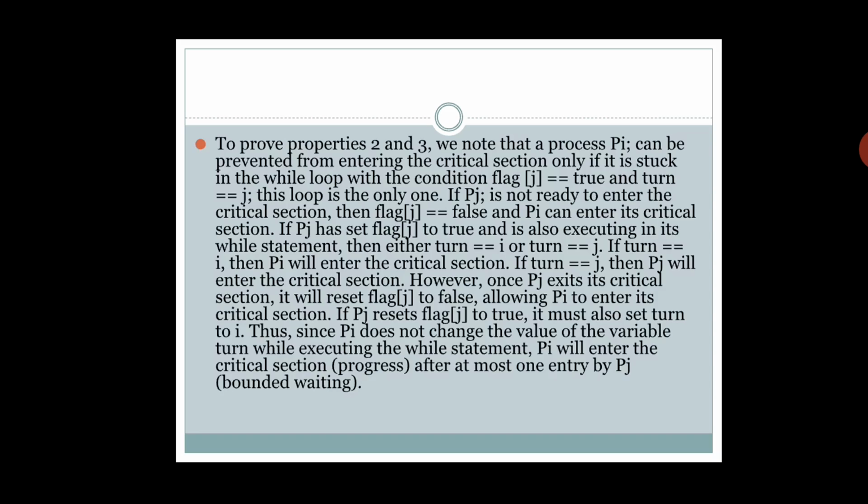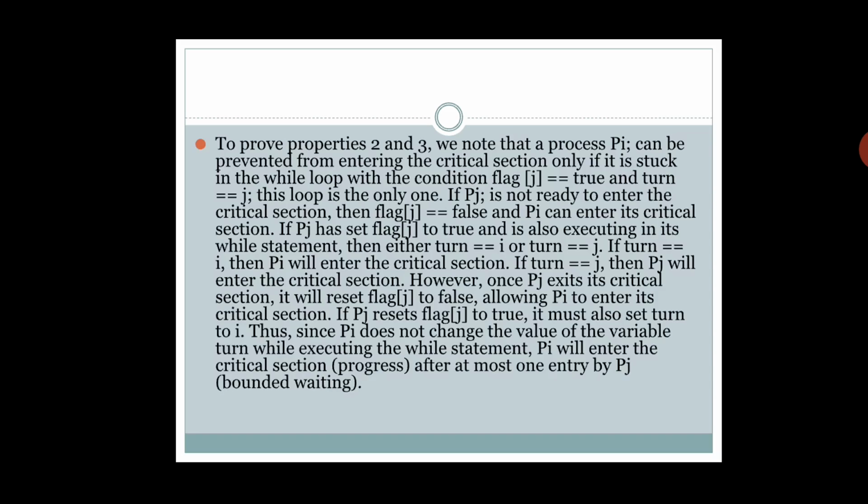That is the thing. Now once it is done, you are changing the value to turn equal to i or turn equal to j. If turn equal to i, then Pi will enter the critical section, because whenever you do that, flag[i] will be set to true. Now when you set flag[i] equal to true, that means Pi is allowed to enter the critical section. You have to remember it like this. If flag[j] is set to true, that means Pj is allowed to use its critical section, but it is understood, it is a default thing.